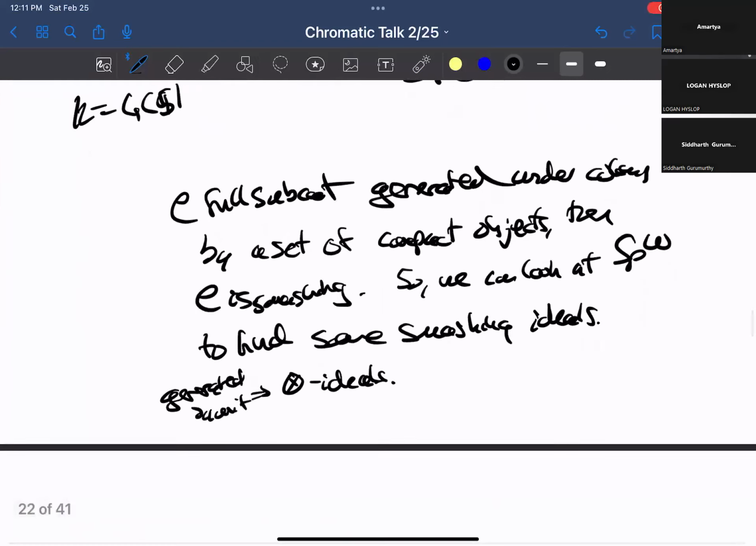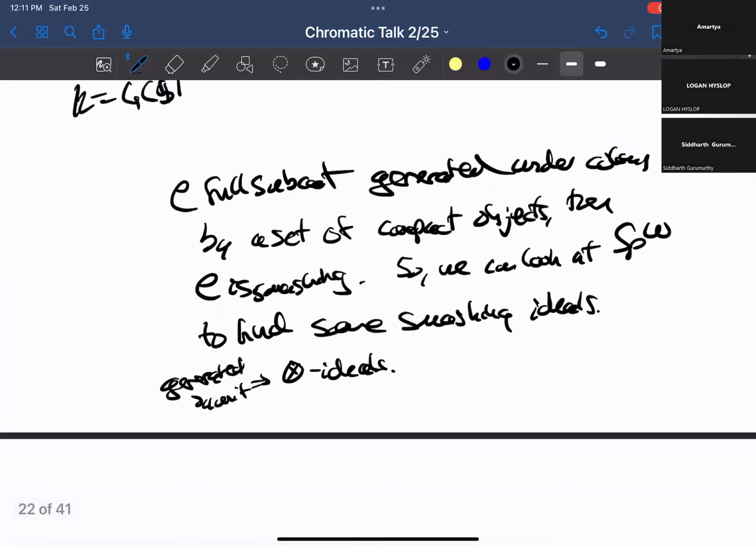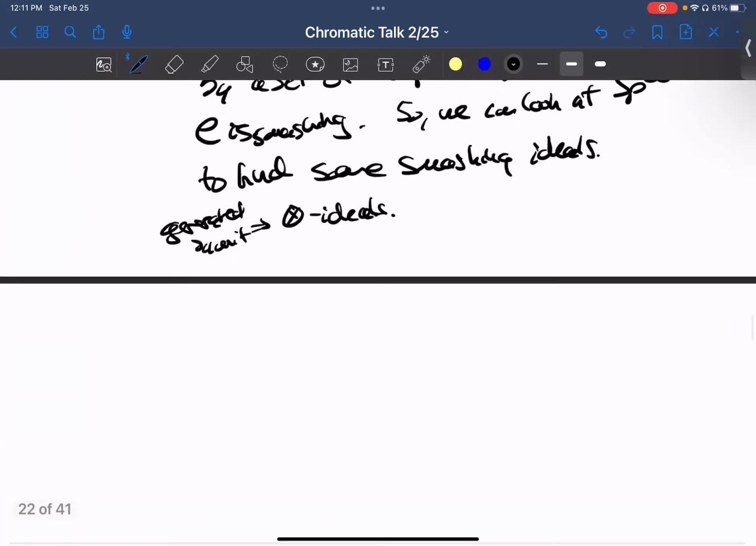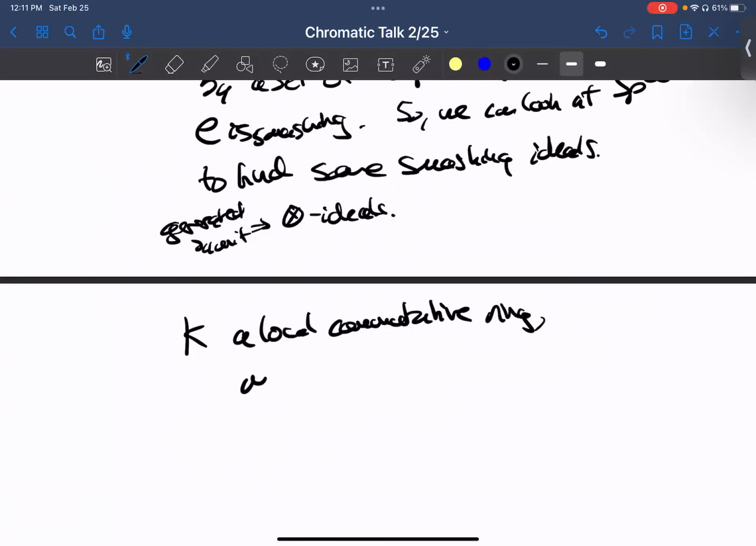You can ask if all arise this way. It's not true in general if you look at a general tensor triangulated category. It's an open question for spectra. It's called the telescope conjecture. But if you want an example of where this fails, take K a local commutative ring, where m squared is equal to m, your maximal ideal.